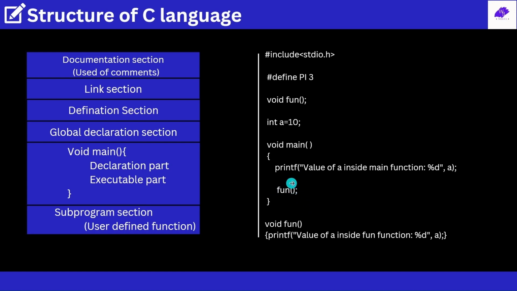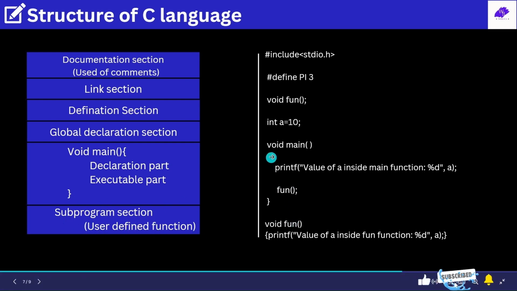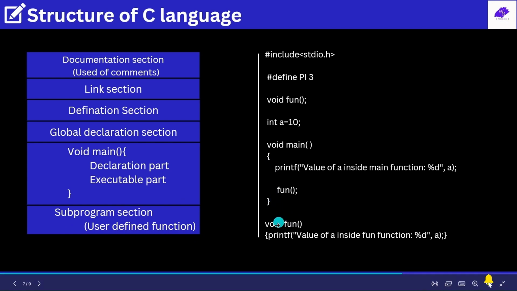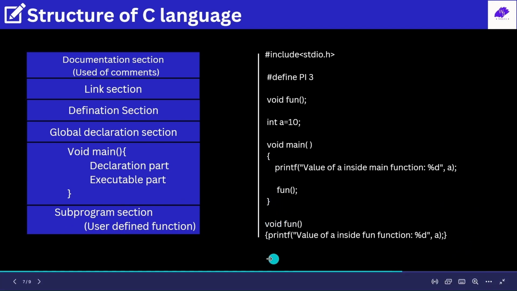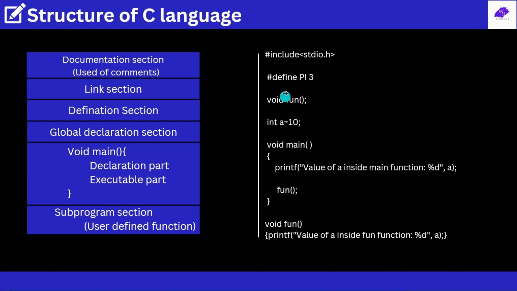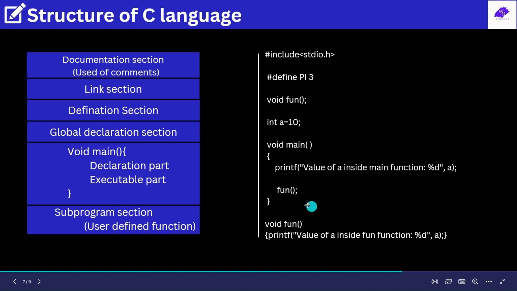So what is the function? It is declared in this sub program, that is the user defined function. After the completion of the main function, whatever is defined here are the user defined functions, that is we define our own function. Like here we have included libraries, but this library does not contain this type of function. Here we have declared our own function which helps us for our program.